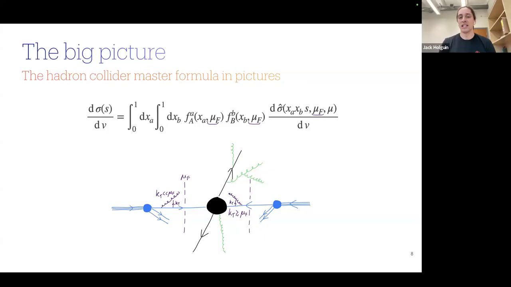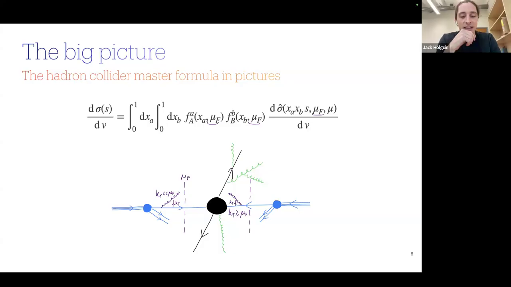And a very intuitive picture of what they're giving you is they're saying what we consider to be part of the proton versus what we consider to be part of the partonic scattering. So looking at this diagram, I've drawn two extra gluons in a sort of dark purple.